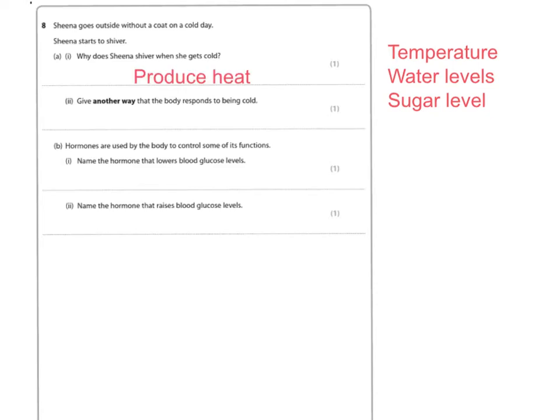The reason that we shiver is because we're trying to produce body heat to keep our temperature at a fairly constant level of about 37 degrees. Shivering is an automatic reflex. Our muscles contract rapidly, and that is meant to produce a little bit of extra heat that our body needs to keep our temperature constant.